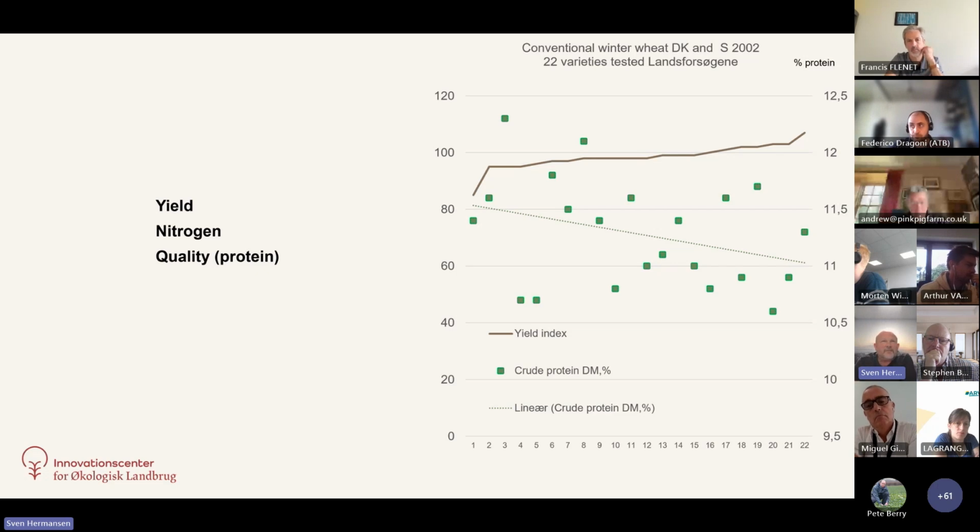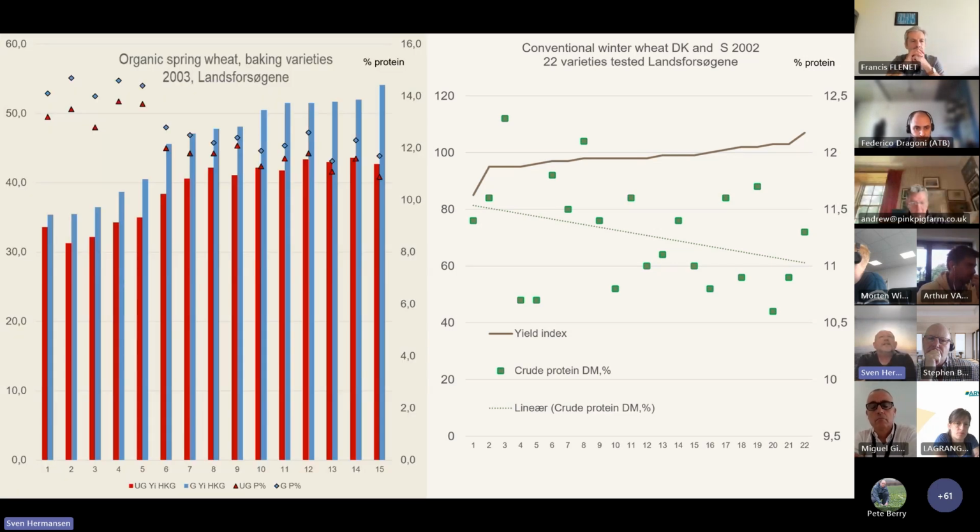If we look into some of the organic trials we did in the same years, they're quite similar, and even quite significant. Looking at the spring wheat baking varieties, this is 15 different varieties. Some of them were at the time modern varieties, bred for bread baking, and some of them were taken out of gene banks, very old varieties with old abilities to produce straw and yield, and so on.